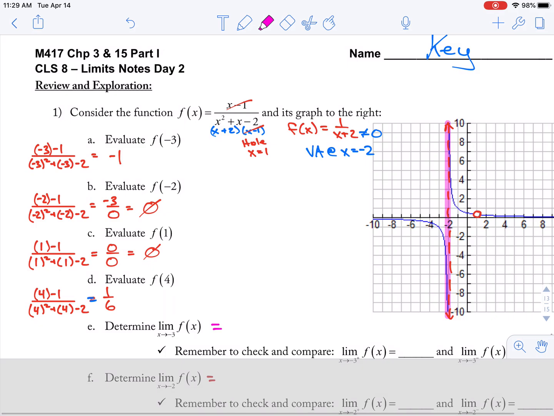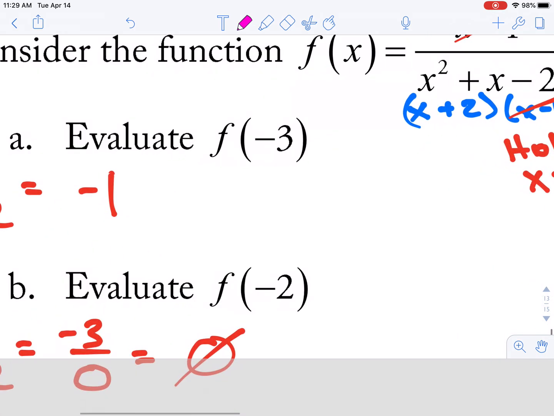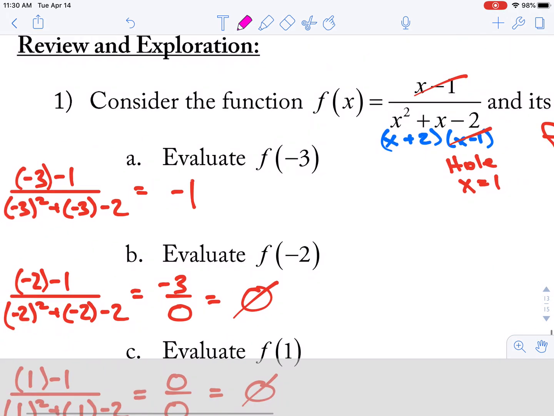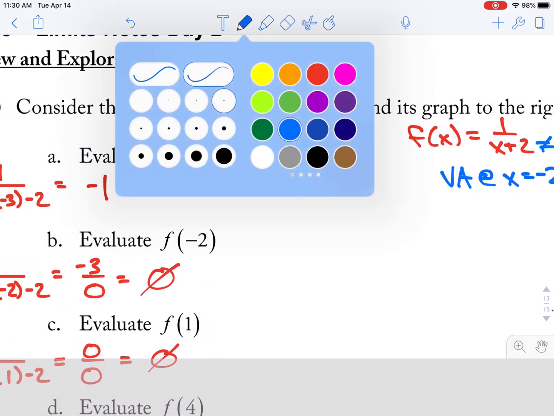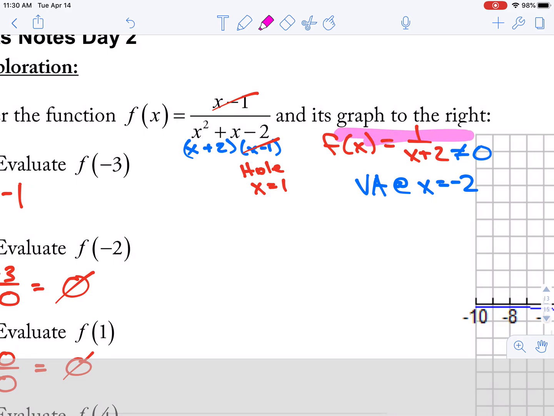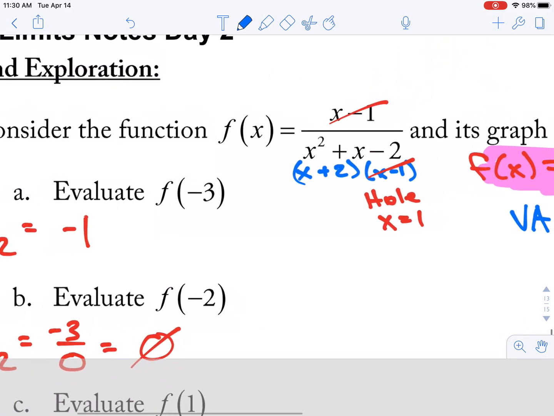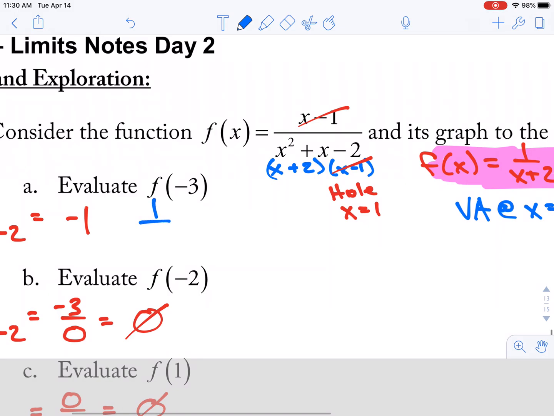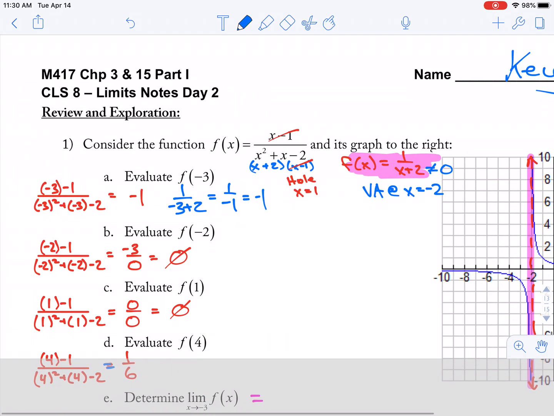If we wanted to find f of -3, we can literally just plug -3 into the original function and get -1. Or we can make it a little easier on ourselves, since we simplified it: 1 over -3 plus 2, and we would get the same answer, 1 over -1, which is -1. So I can plug it into the original or into the simplified version.